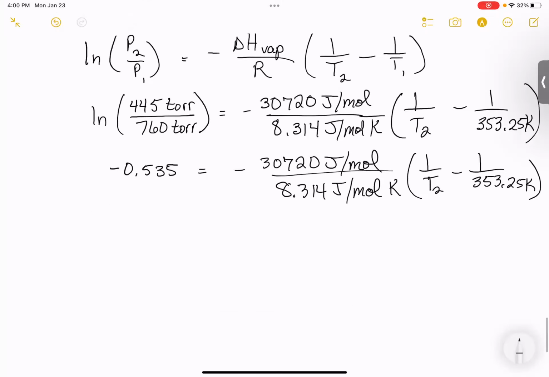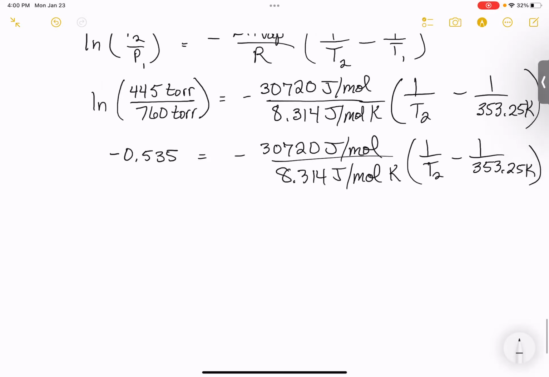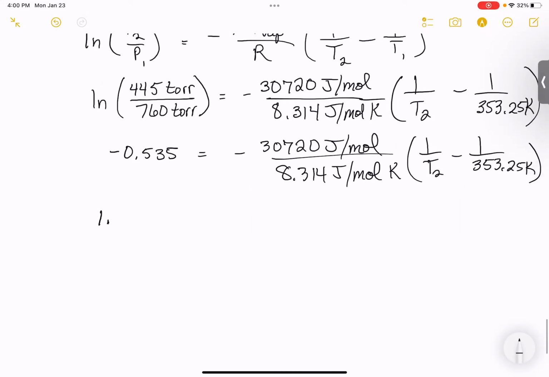Then I multiplied by 8.314 divided by a negative 30,720, and I got 1.449 times 10 to the minus 4 is equal to 1 over T2 minus 1 over the 353.25 Kelvin.